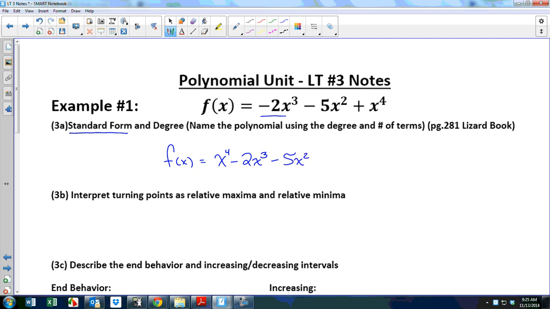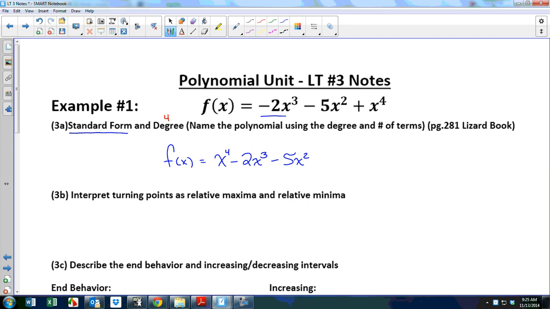Now the degree. This is something that would have come up in that scavenger hunt. The degree is the highest exponent of the individual terms. So when you look at this problem, x to the 4th is the highest, so it's a degree 4. It's a degree 4. And I use that to name it.